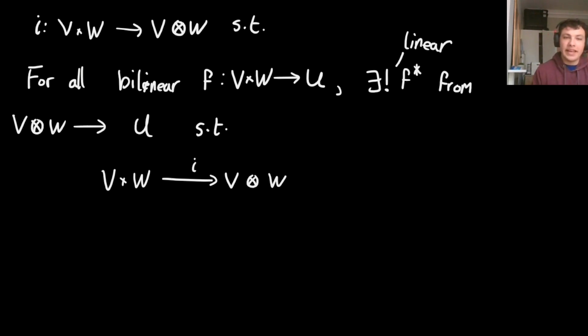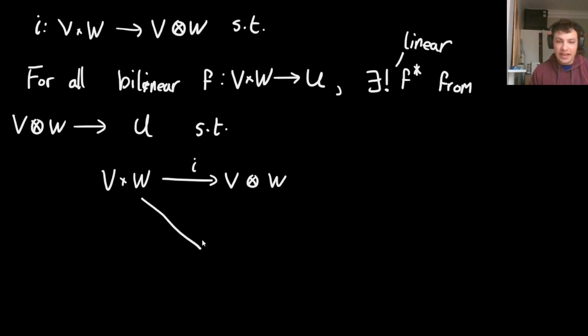We have our map into v tensor w. This is actually part of the tensor product. Whenever we have a universal object in category theory, it usually comes with some arrows. So when we have the product of two vector spaces, it's not just the vector space which is the product, it also comes with projection maps onto the original vector spaces. So I is also part of this package deal.